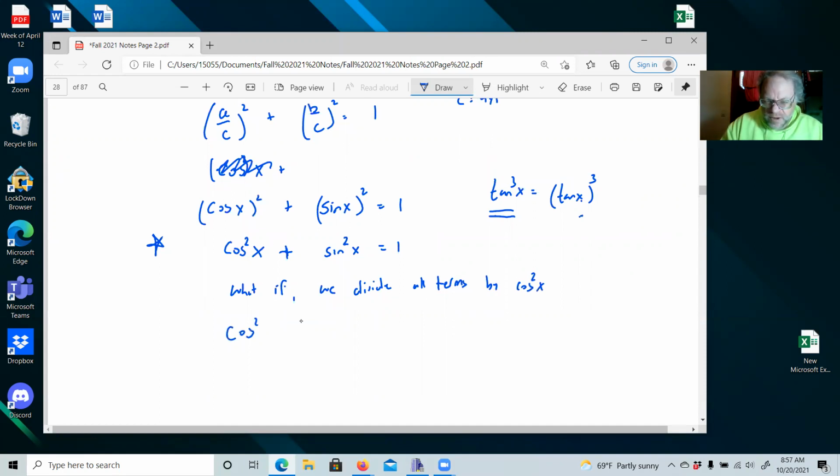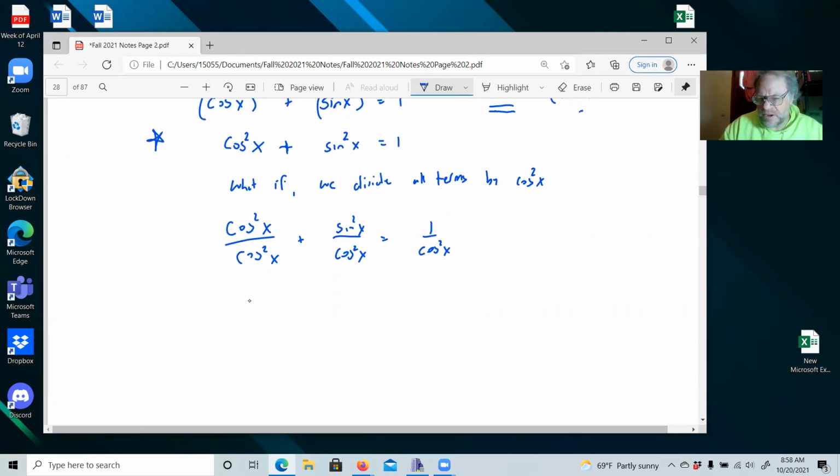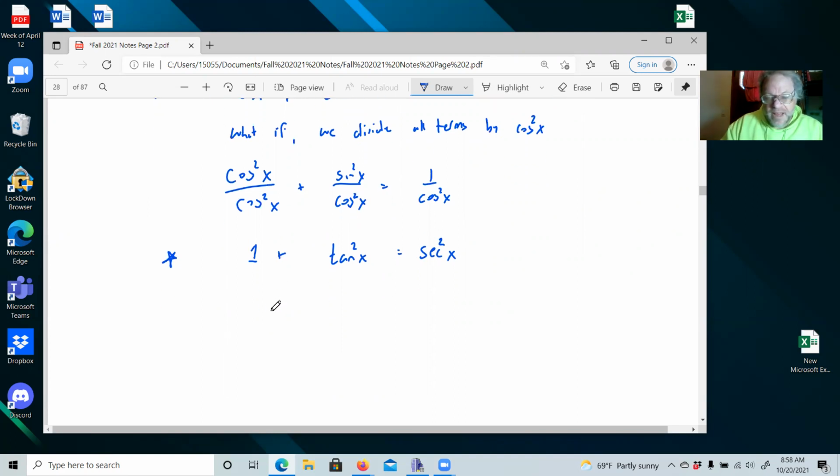So we're going to have cosine squared x over cosine squared x plus sine squared x over cosine squared x is equal to 1 over cosine squared x. What's a fancy way to say cosine squared over cosine squared? That would be 1. Sine over cosine, that's tangent. We have 1 over cosine, which is secant squared. So this is another formula. It's also a Pythagorean identity.